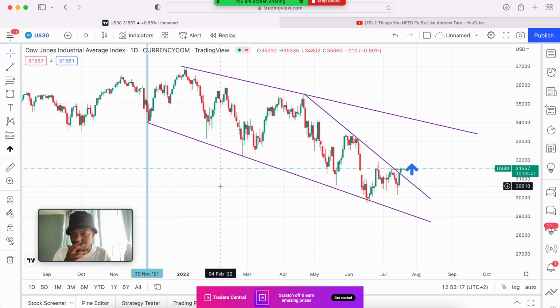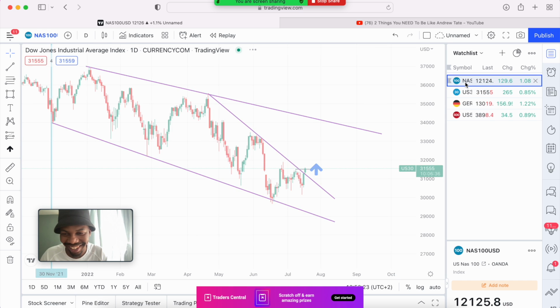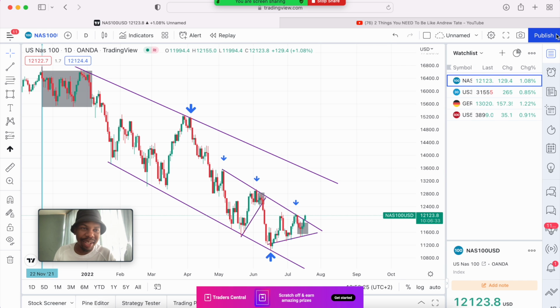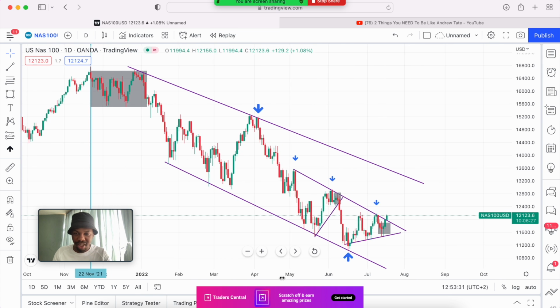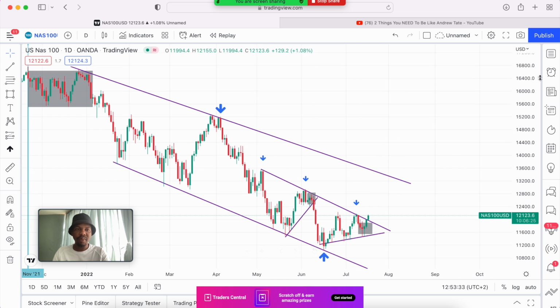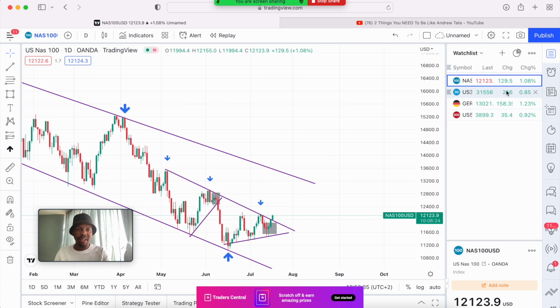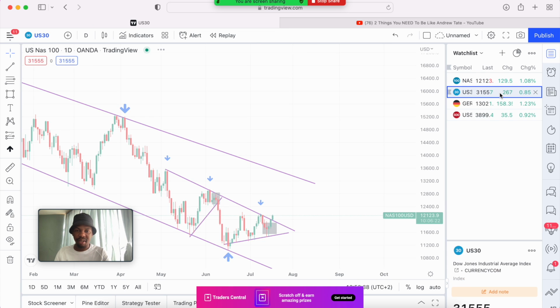You can see it's the Dow Jones Industrial. So let's go to NAS. Yeah, you see, we already have the analysis on this thing also. So you see the similarities between these two structures. Look at this one and look at this one.